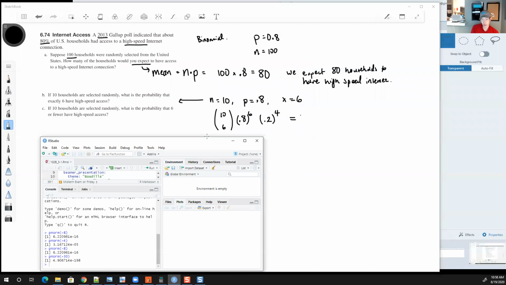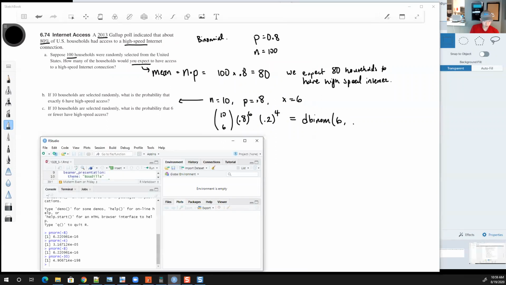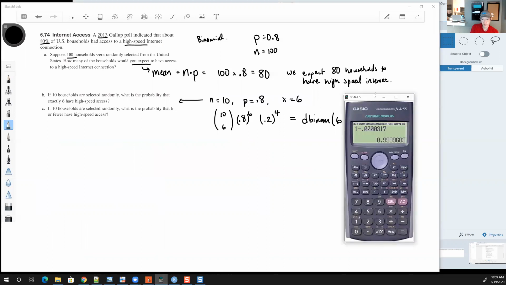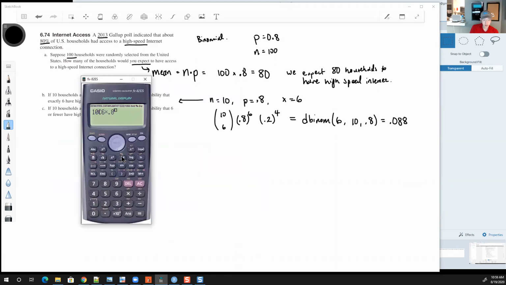It can also be answered using R, using dbinom. When you type in dbinom, it's going to say x, size, and probability. So we have 6 out of 10 with a probability of 0.8, so dbinom(6, 10, 0.8), and the answer is 0.088. If I did these calculations, 10 choose 6 times 0.8 raised to the 6 times 0.2 raised to the 4, I'll also get 0.088. Okay.